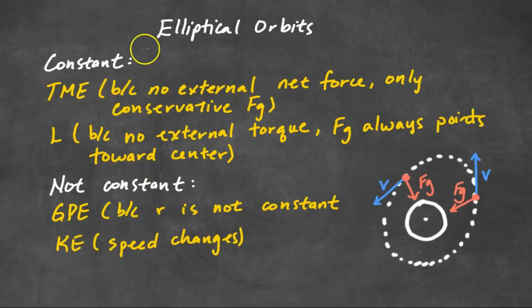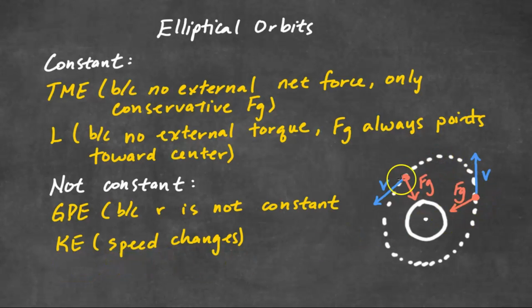Now let's compare elliptical orbits to circular. In an elliptical orbit, the following are constants. The total mechanical energy is constant because there's no external net force. There's only conservative gravitational force acting on the object. The angular momentum is constant because there's no external torque. Gravitational force always points towards the center. However, the following are not constant. Gravitational potential energy is not constant because r is not constant. And the kinetic energy is not constant because the speed changes.